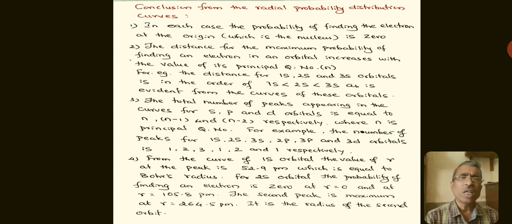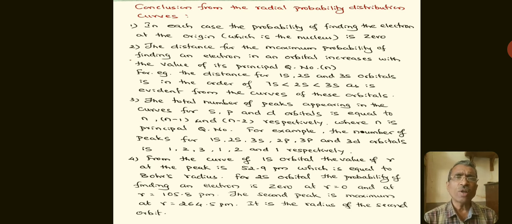So from the above radial probability distribution curves, we can conclude the following things. Number 1, in each case, the probability of finding the electron at the origin is 0. The origin is nothing but the nucleus. That shows that in the nucleus you don't come across any electron.